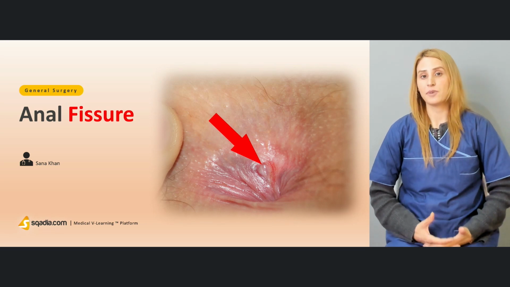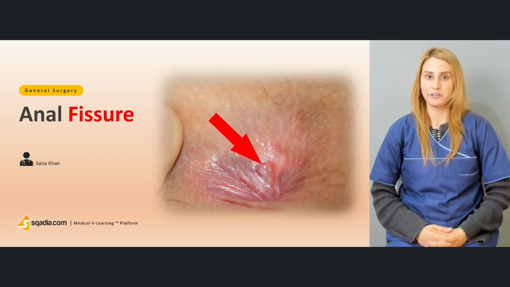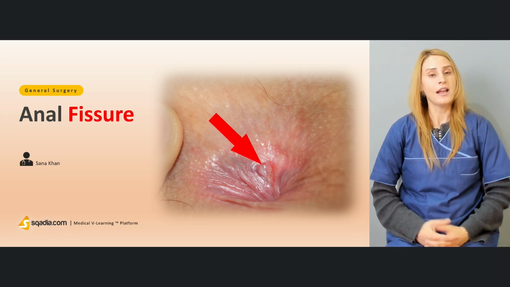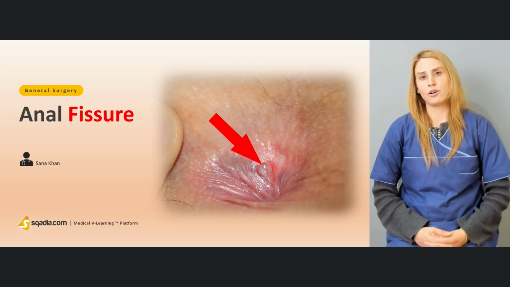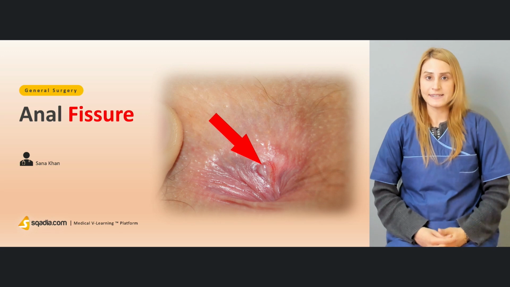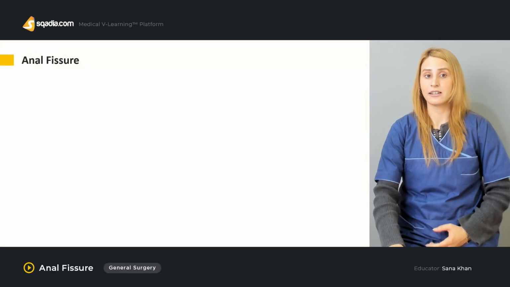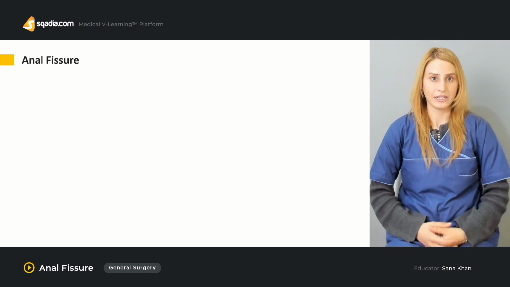Anal fissure is one of those common surgical, especially general surgical, conditions in which a patient will report to you maybe in the ER or maybe in the outpatient department. Today we'll be talking in detail about the anal fissure, and before that you should know a little bit of the anatomy of the anal canal.